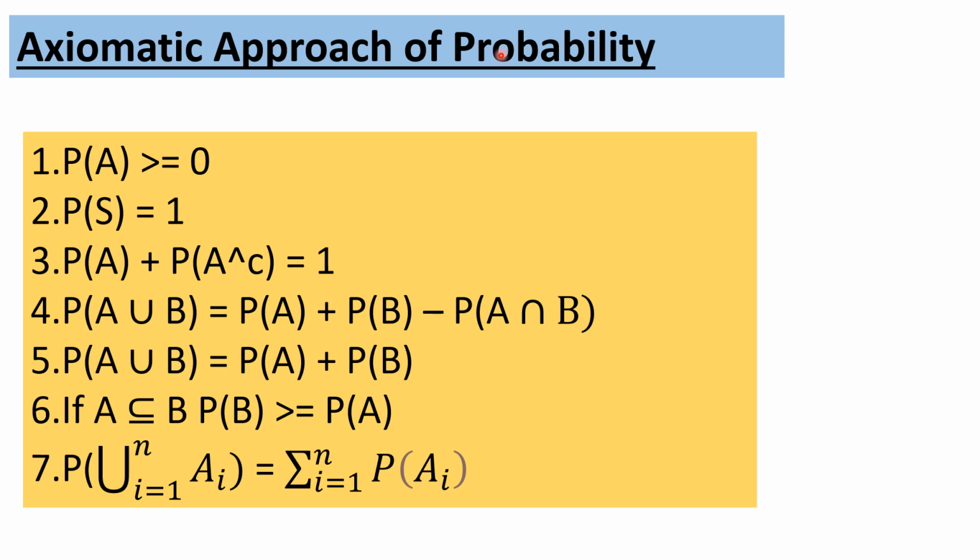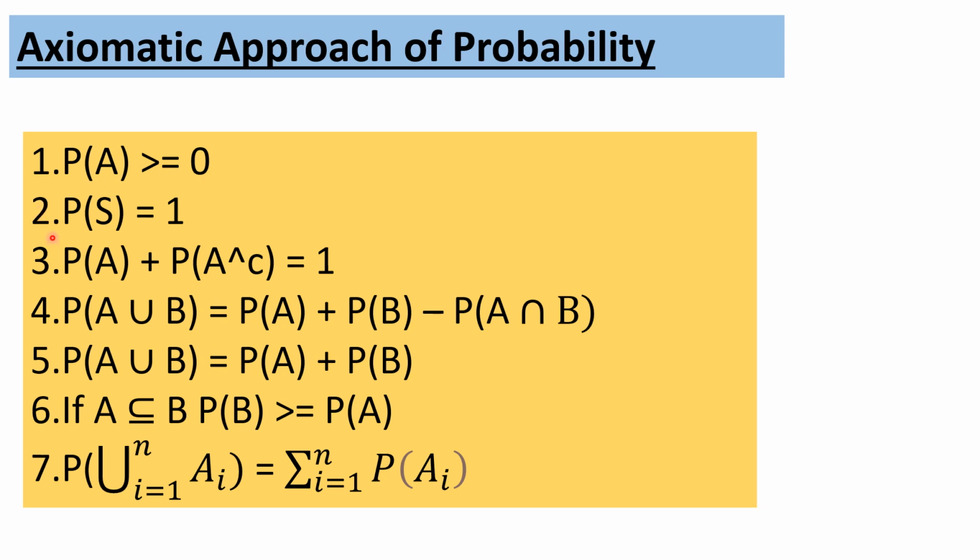The axiomatic approach of probability. So the first axiom is: the probability of A is greater than or equal to 0. It is nothing but, if we take any event, its probability should always be greater than or equal to 0. The probability value of any event is compulsorily greater than or equal to 0.